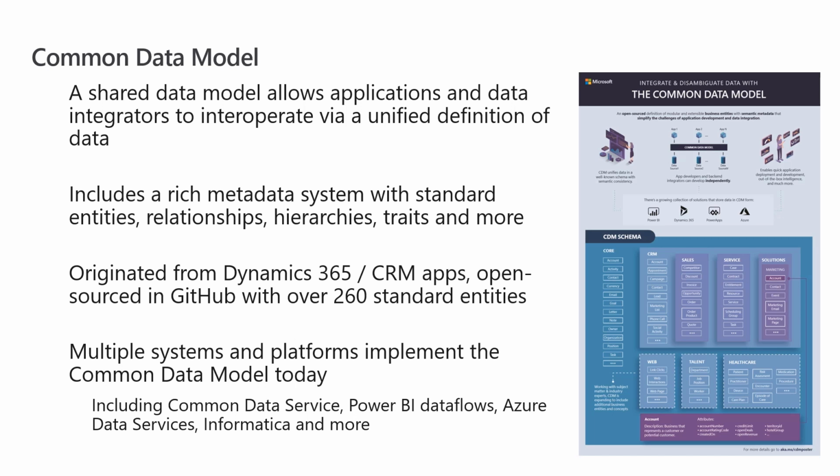The Common Data Model is a set of unified definitions for some of the common business characteristics, things like sales entities, service, that really define the metadata associated with those, the fields, the attributes, the relationships of how they connect together, as well as the traits that those entities have. And that is packaged up as the Common Data Model. Now, the Common Data Model is not an implementation. It is just a schema specification that is open sourced on GitHub. It comes with over 260 standard entities out of the box.